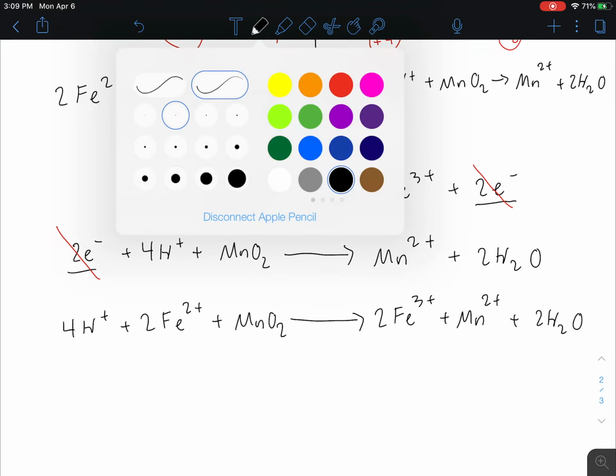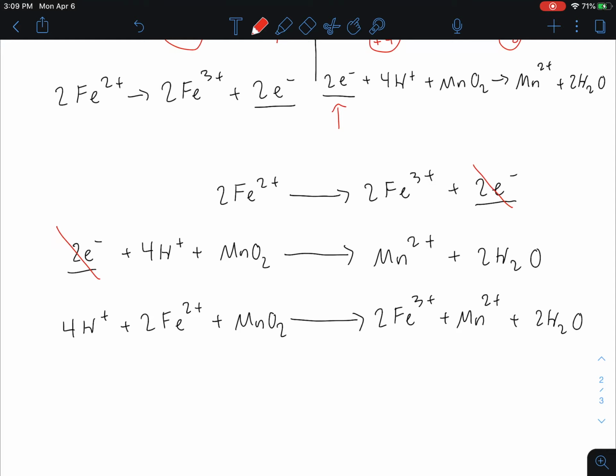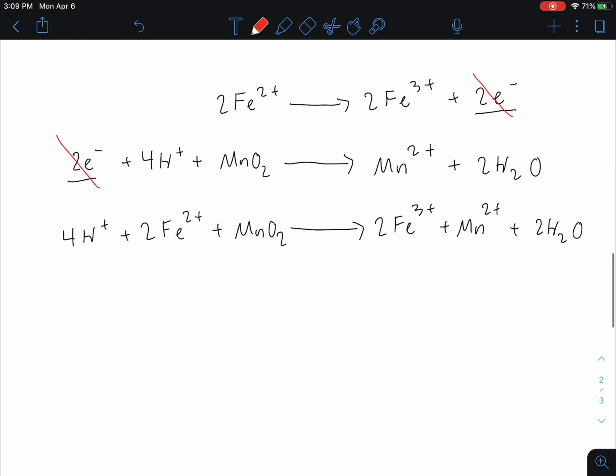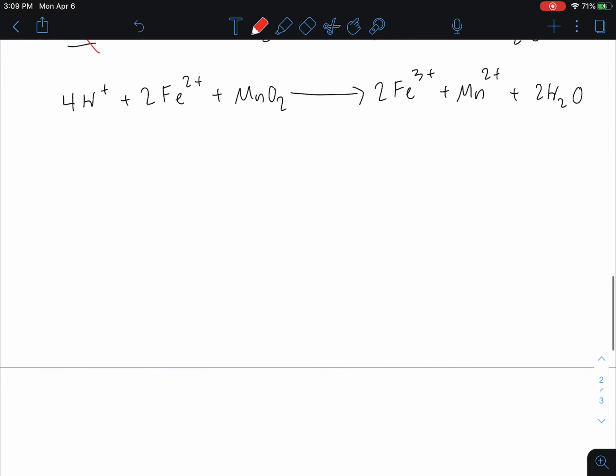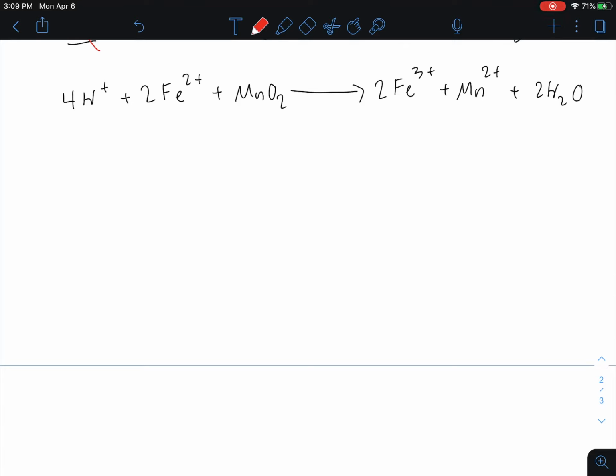So at this point, I want to check that my atom count is equal on both sides and then check that my charge count is equal on both sides. So in terms of the atom count, it looks good. 4 hydrogens, 2 oxygens, 2 oxygens. So everything looks pretty good for that. And then manganese, there's 1 on each side. Iron, there are 2 on each side. So that's all balanced. So now we want to figure out the charges.